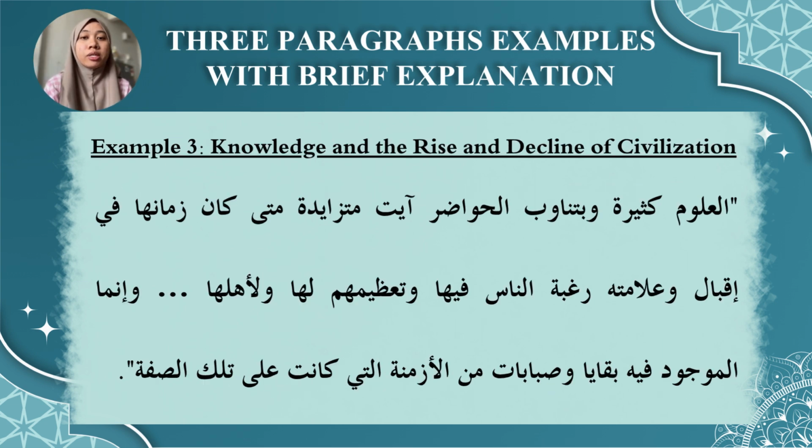Next, the third example is about knowledge and the rise and decline of civilization. According to Al-Biruni, when a civilization is prosperous and stable, people value knowledge, support scholars, and actively pursue learning. However, when a civilization declines, interest in knowledge decreases and only traces of its intellectual achievement remain. This observation highlights the close relationships between knowledge, education, and the progress of civilization.